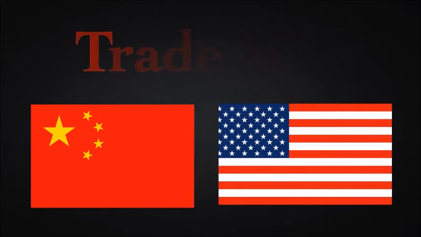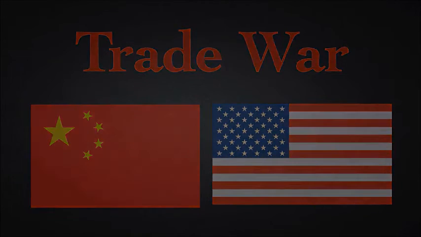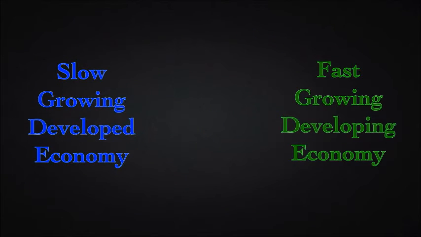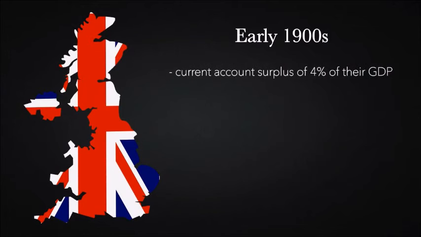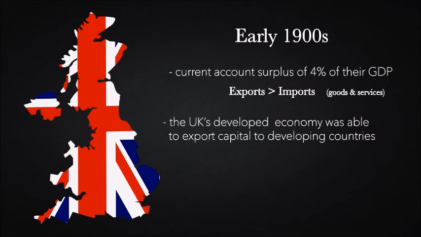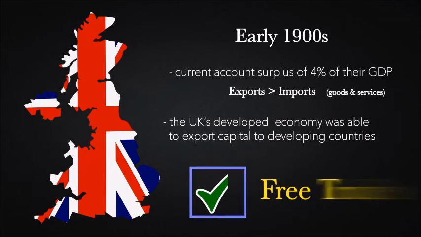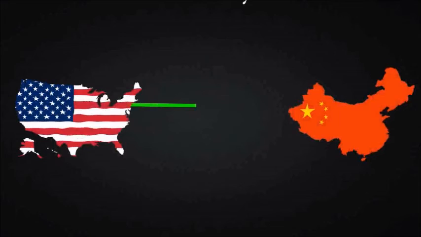Let's now discuss Trump's trade war with China. People would generally expect that capital would flow from the slow-growing developed economy to the faster-growing developing economy. This occurred in the early 1900s, when the United Kingdom had a current account surplus of 4% of their GDP. So this just means more goods and services were exported than imported. Their capital was flowing to Russian railroads, and so on. Back then, there was relatively free trade.